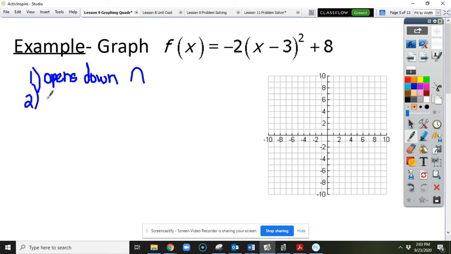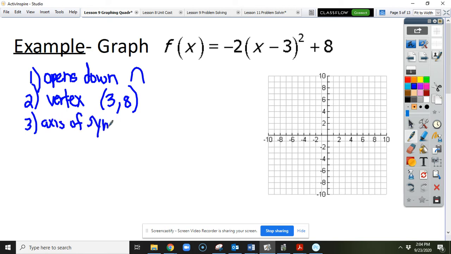Next step, I find my vertex. Vertex is very friendly in this form, right? We see my 3 and we see my 8. Notice built-in negative there, okay? Built-in negative means that I take the opposite of what I see. Just like with our transformations, remember we always did the opposite? Same thing here. So I take the 3, I take the 8, and my vertex is 3, 8. My axis of symmetry, that imaginary line that cuts my parabola so nice and evenly where I can reflect points, is just x equals 3, that same x coordinate.